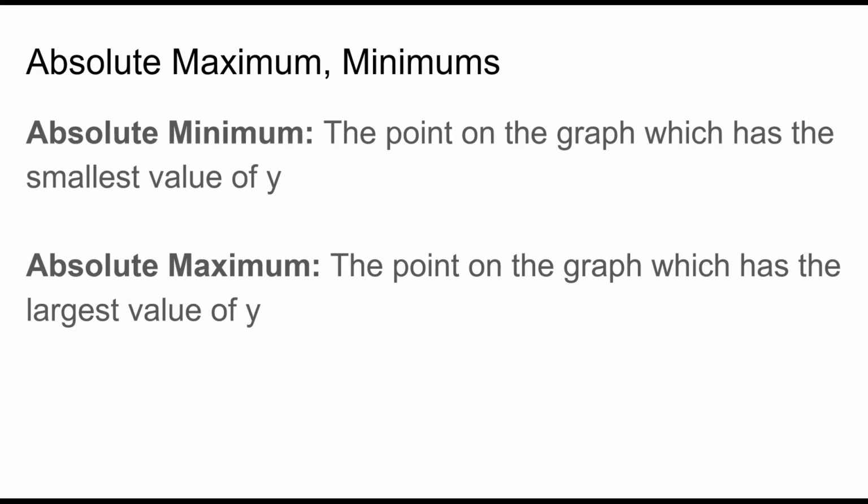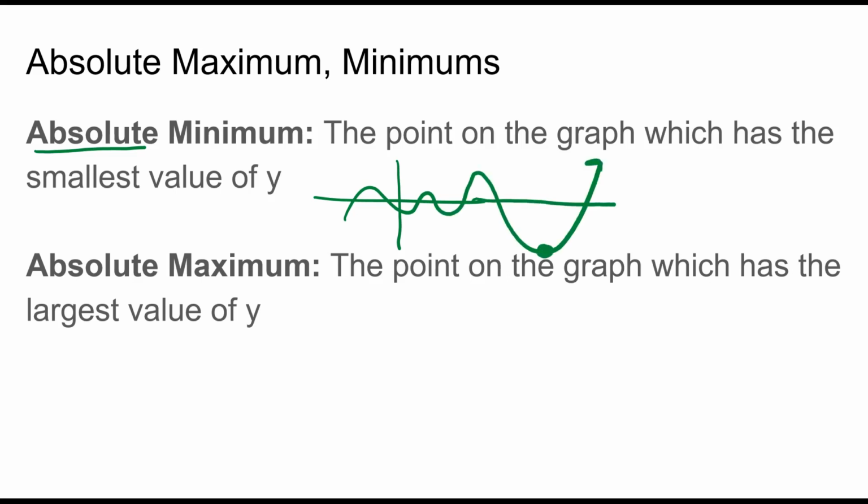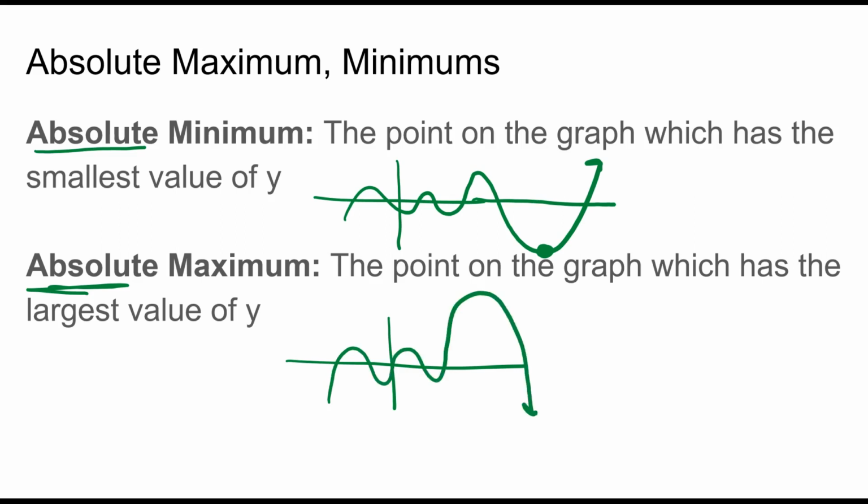And our last vocabulary is the maximums and the minimums. An absolute minimum is the point on the graph which has the smallest value of y. So no matter what's happening on this graph, the absolute minimum is that lowest point. And an absolute maximum is the point that has the largest value. So no matter how many peaks we've got, it's the biggest peak we can see here.